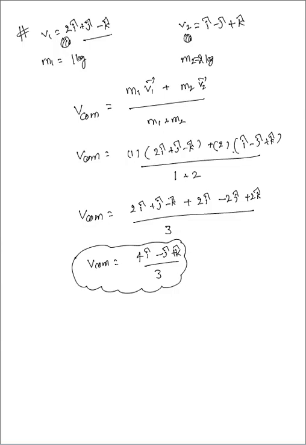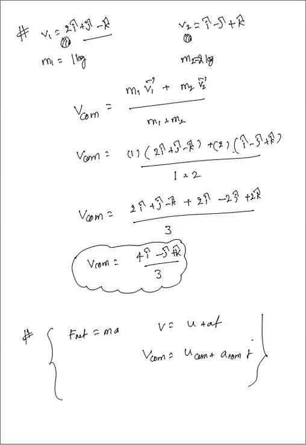Now in the next case, to solve the numericals, first we know that F net equal to MA, we have to remember that one formula. And we know that V equal to U plus AT. For the center of mass case, how can you write it here? Velocity of center of mass equal to U, the initial velocity of center of mass, plus ACOM into T, we can write it here. These formulas are still required, which we learned in Newton's laws of motion also.